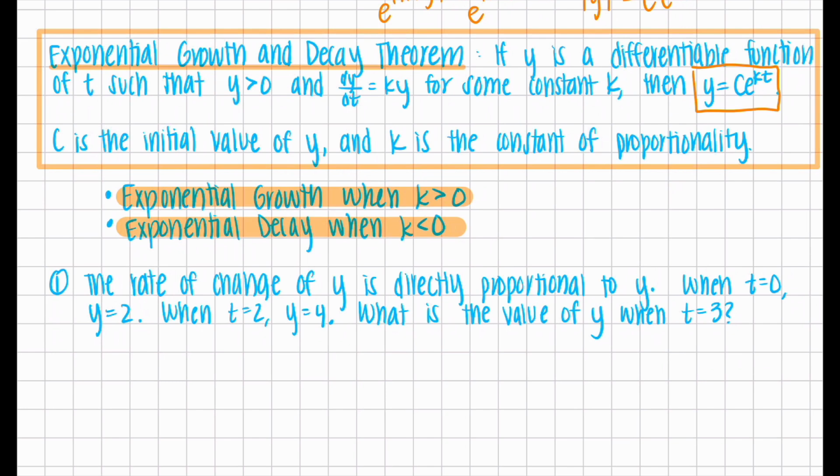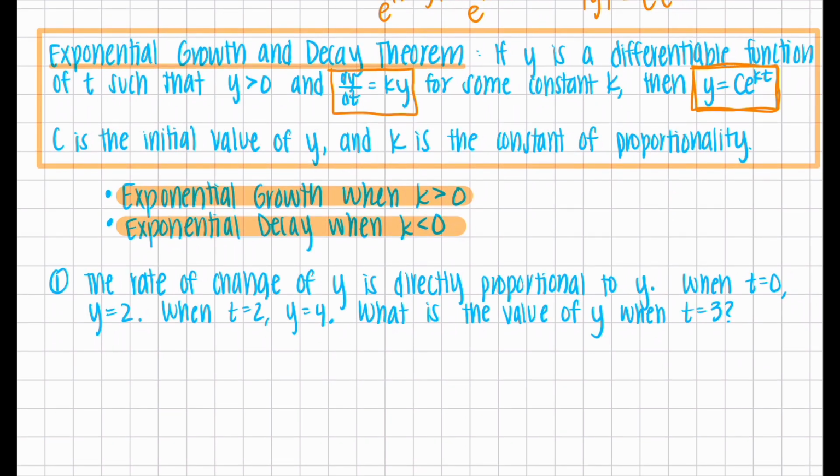So we have our exponential growth and decay theorem. It says if y is a differentiable function of t such that y is greater than 0 and dy/dt equals ky for some constant k, then y equals c e to the kt. So for all these problems, we're going to be using this differential equation and then also this y equation. C is the initial value of y, and k is the constant of proportionality. And then we have exponential growth when our constant of proportionality is greater than 0, and it's decay when the constant is less than 0.